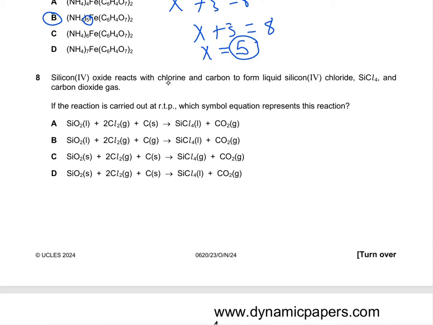Silicon IV oxide reacts with chlorine and carbon to form liquid silicon IV chloride and carbon dioxide gas. If the reaction is carried out at room temperature, which symbol equation represents this reaction?